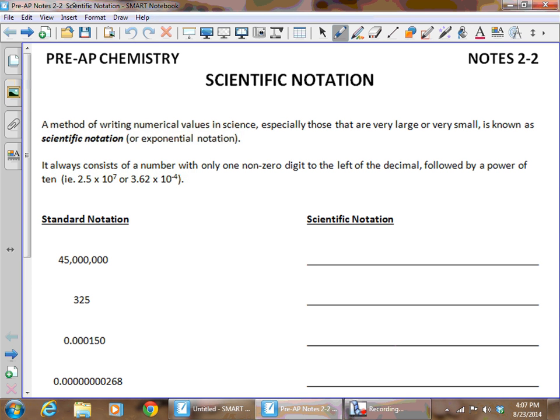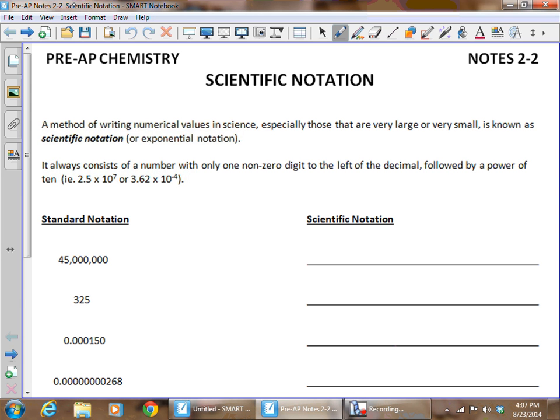Today we want to talk about scientific notation. Scientific notation is simply a way of writing numbers in science that are possibly really annoying to write because they have a whole lot of zeros either at the beginning or at the end. So it just makes it a whole lot quicker to write it in this method.